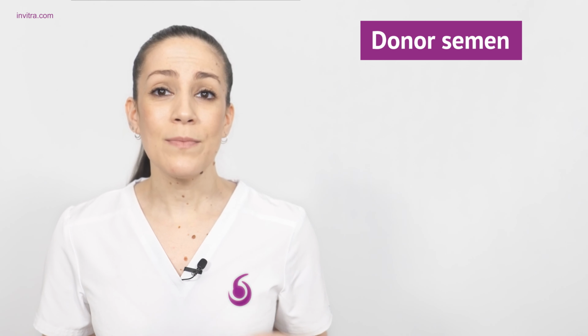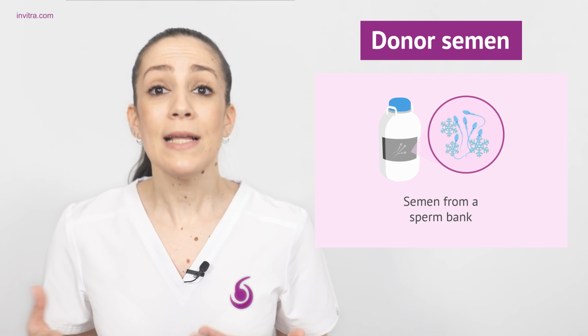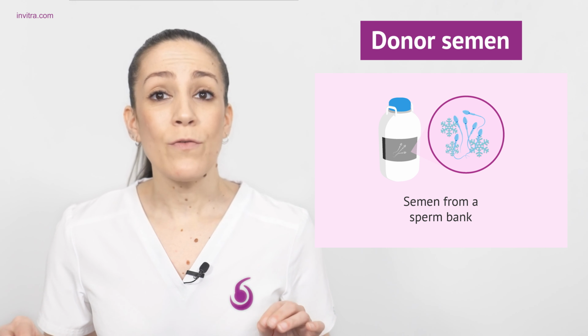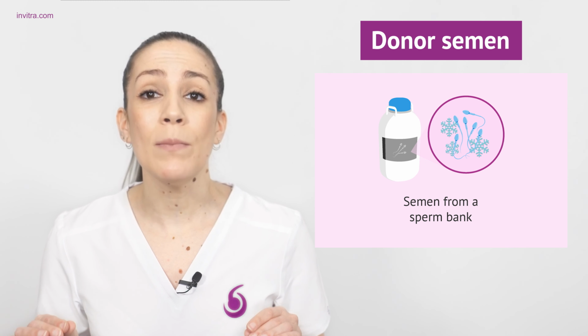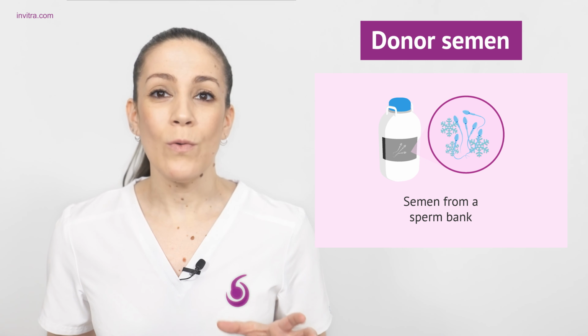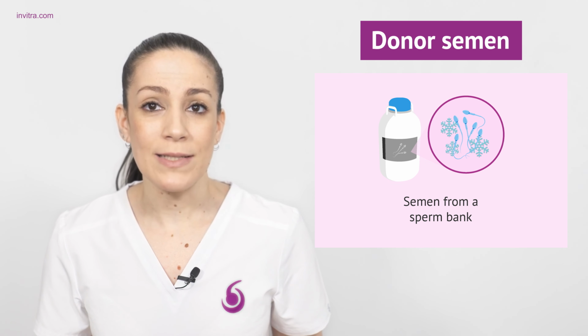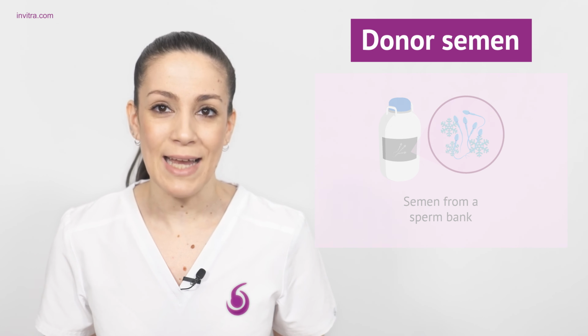On the other hand, in IVF with donor sperm, the semen comes from a donor bank. All donor semen samples are frozen after collection for a minimum of 6 months. Therefore, once the most suitable donor is chosen, the sample is thawed and processed, or capacitated, in the lab.